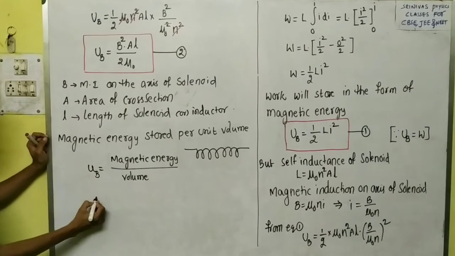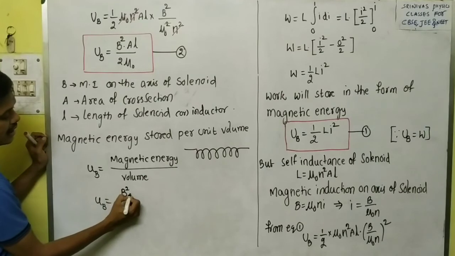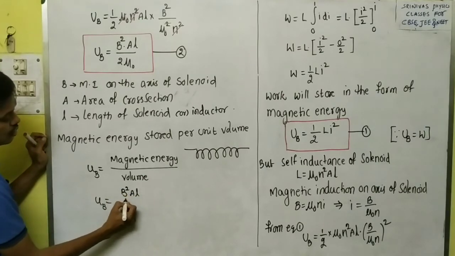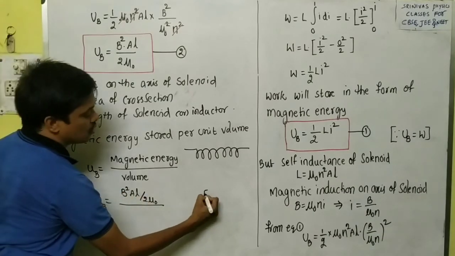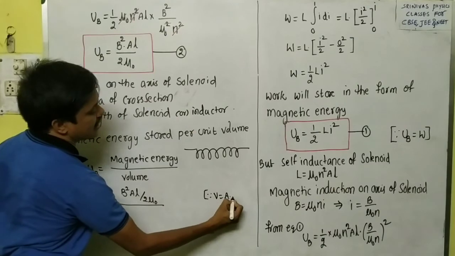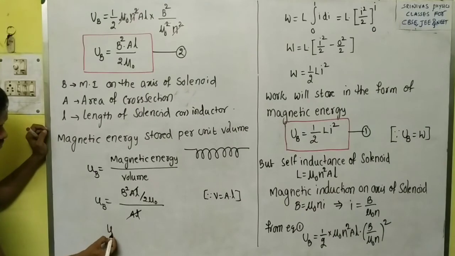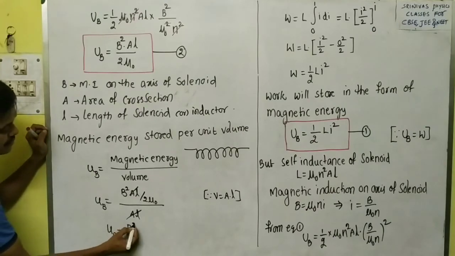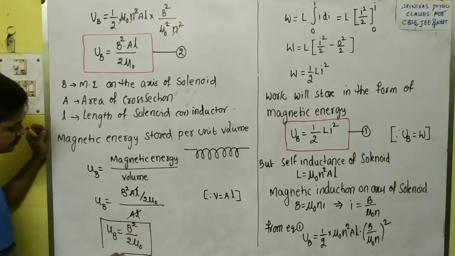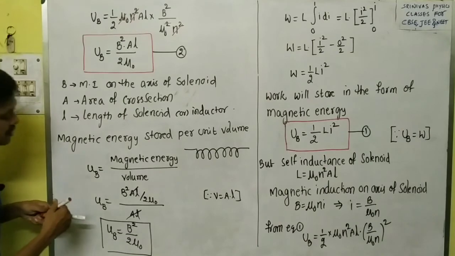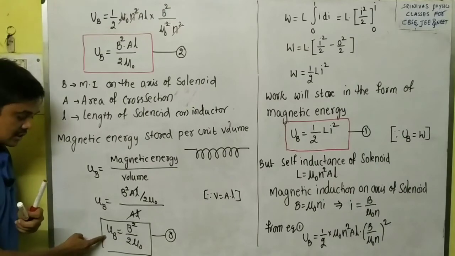Then u B is equal to, what is the magnetic energy? B square A L by 2 mu naught, divided by the volume. Volume is cross sectional area into length, A L, so this will cancel. Then finally the magnetic energy stored per unit volume we will get as B square by 2 mu naught. This is equation 3. This is the magnetic energy stored per unit volume.